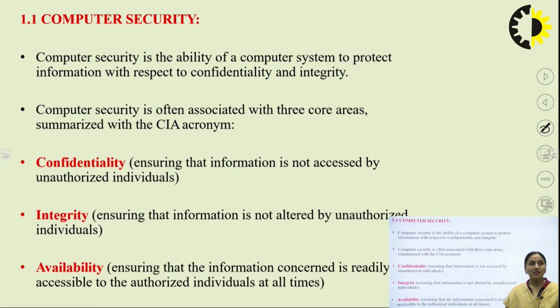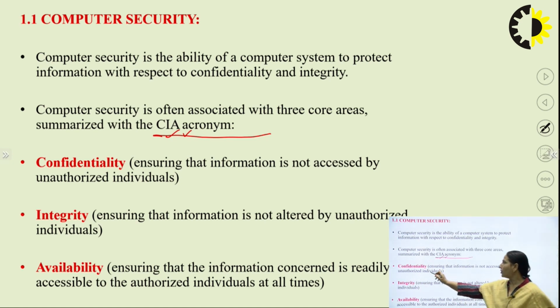Now, computer security is often associated with these three core areas, which are summarized as the CIA acronym, right? This is a very important acronym. C stands for confidentiality, I stands for integrity, and A stands for availability. We generally refer to it as the CIA model also. So it is associated with these three core areas, and of course we'll be discussing this in the forthcoming sections.